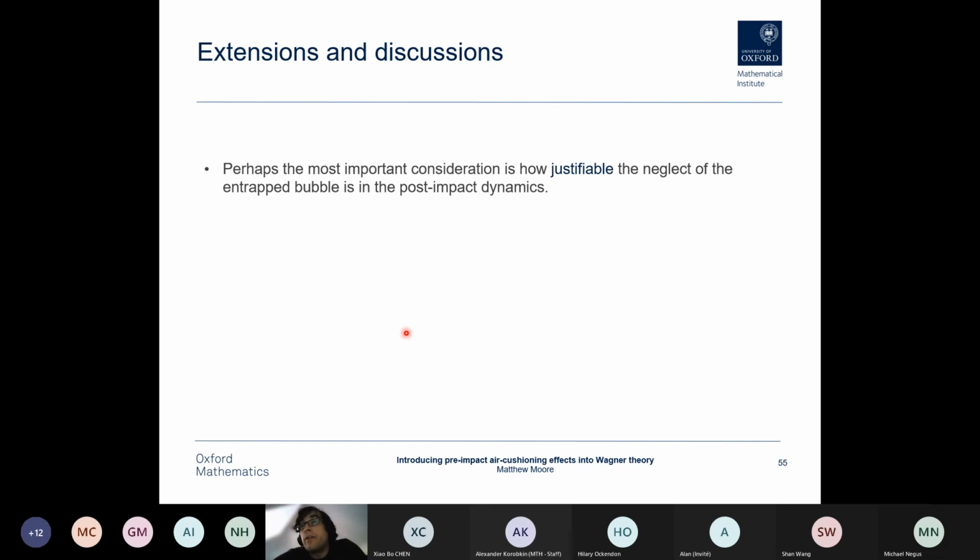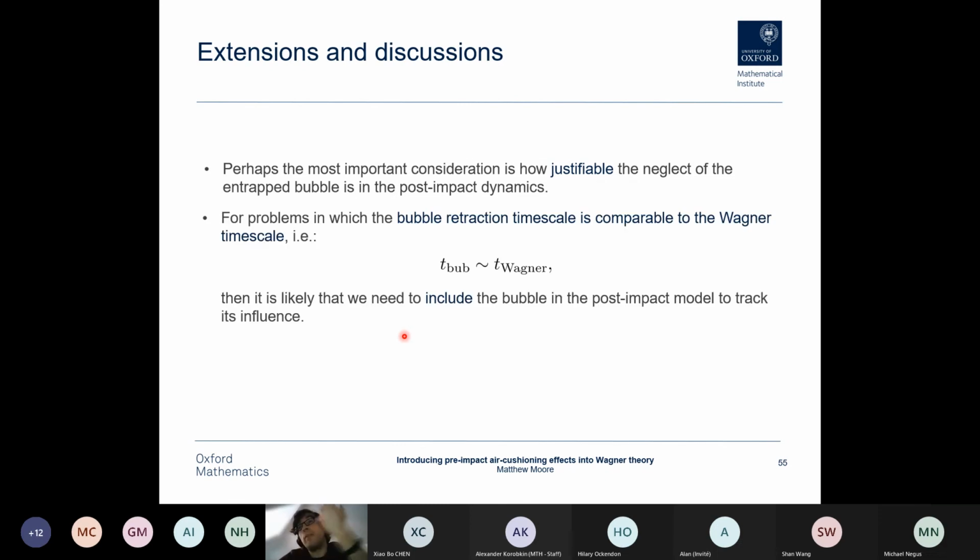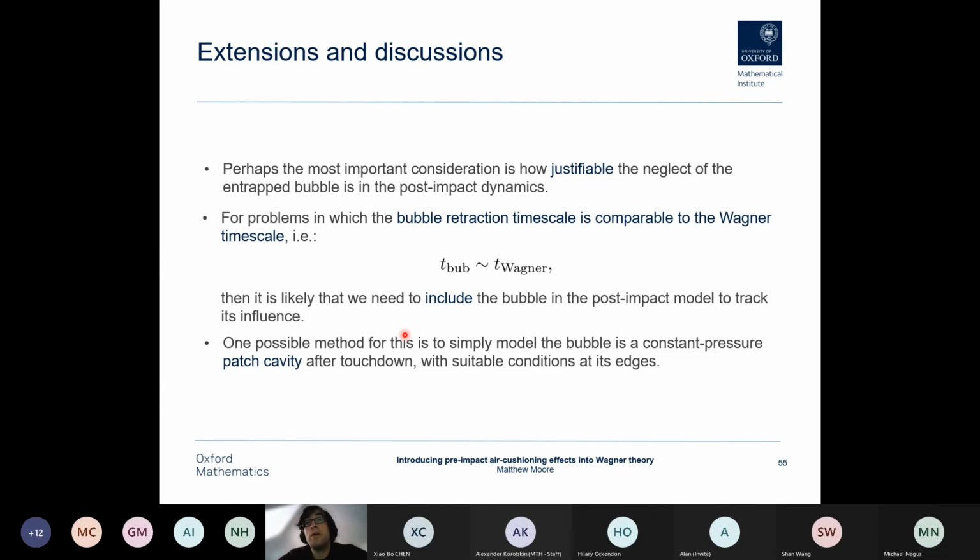I just want to finish off by addressing some of the assumptions that I made in the model and how we might talk about them. And I think the most important one is probably about the entrapped bubble. So we justified why we were going to neglect it in our model, but there are certainly going to be cases when the bubble retraction timescale is comparable to the Wagner timescale. And these are going to be the most difficult to think about, because you're going to need to track what happens to the bubble in that Wagner asymptotic structure.